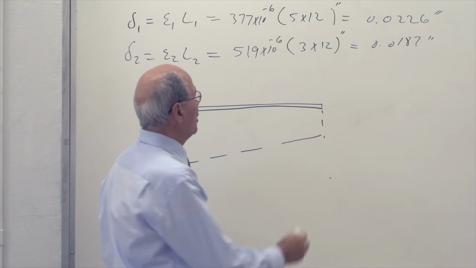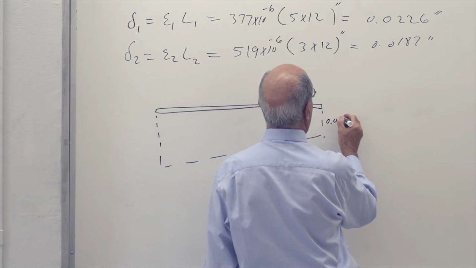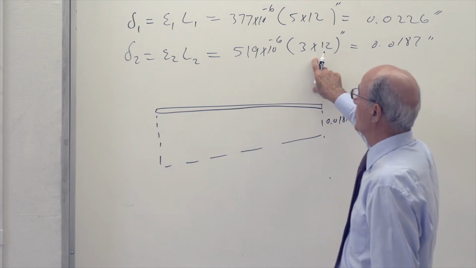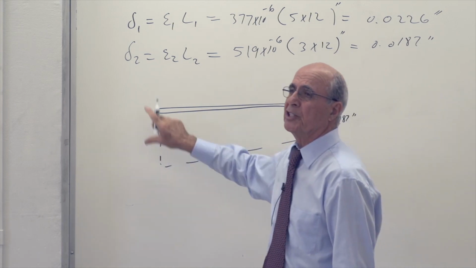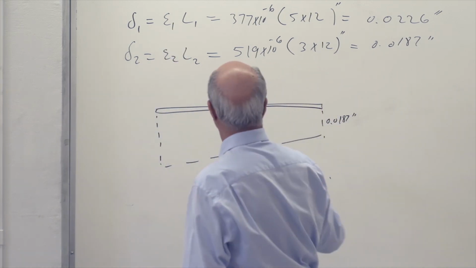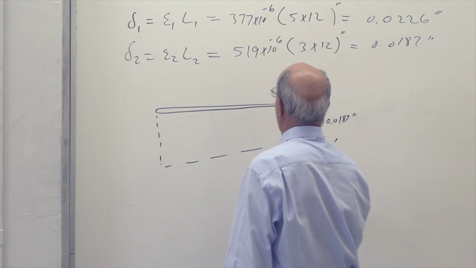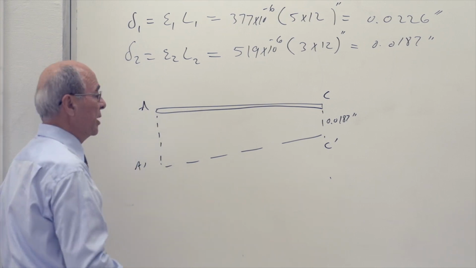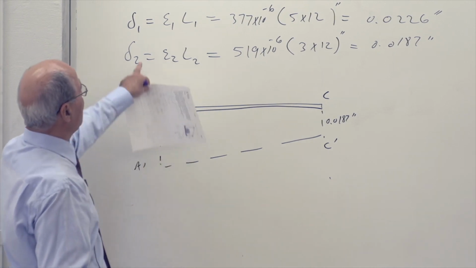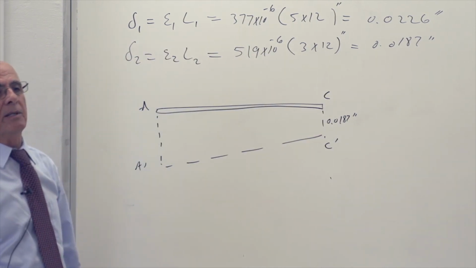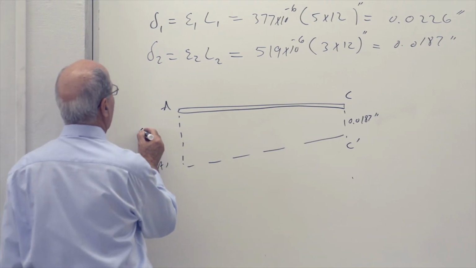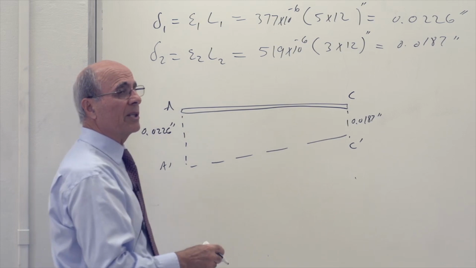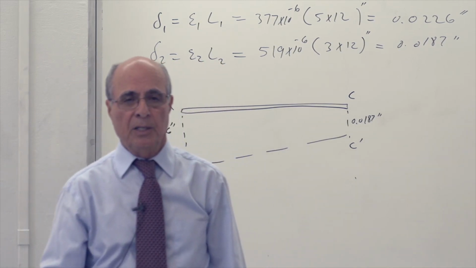Yes? This length is 0.0187 inches, or this height. This is the stretching of wire 2. This is the stretching of the wire. So this is point C that has gone to C prime. This is point A that has gone to A prime. You can call it capital delta, or this again is equal to that. Is that correct or not? Because the amount of stretching is 0.026. So as soon as you draw that, the rest of this problem becomes geometry.